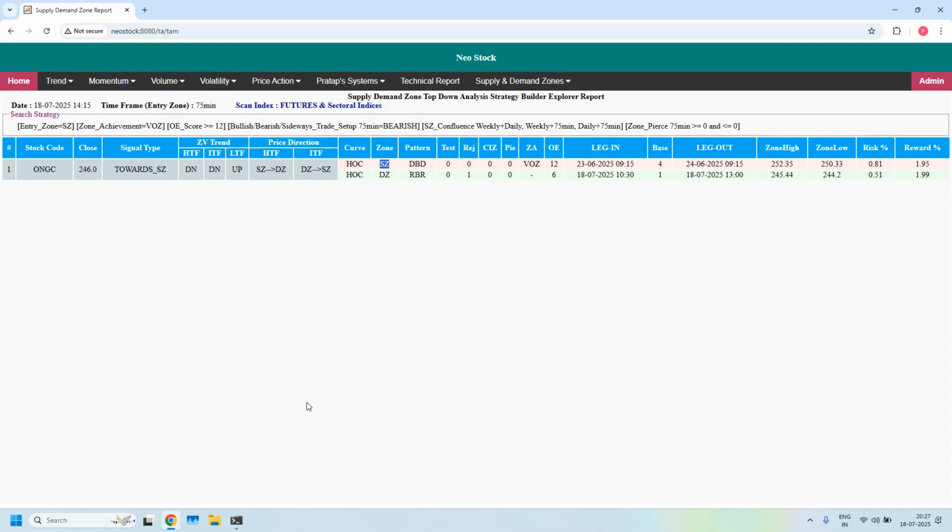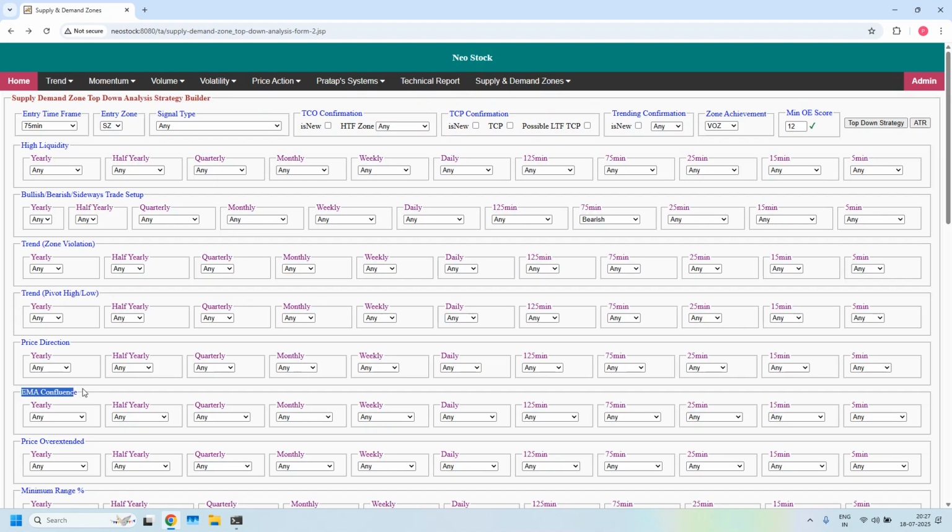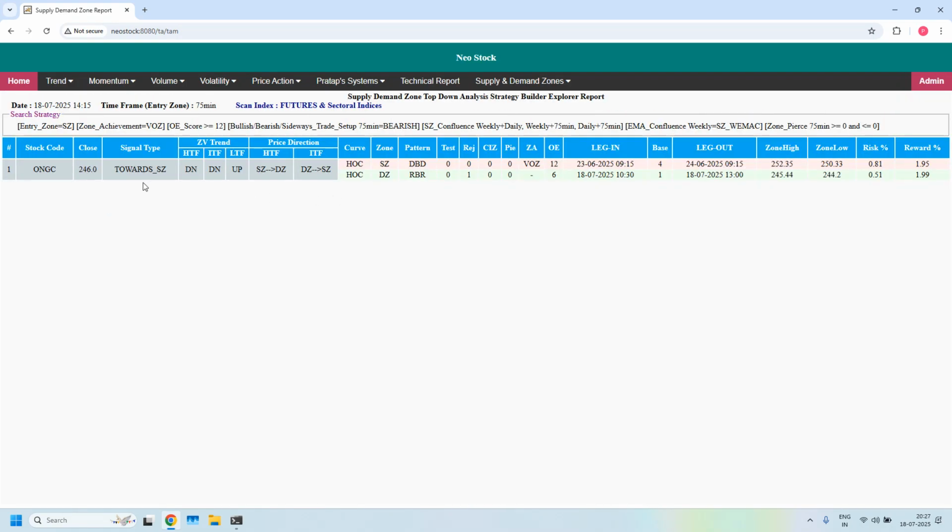This 75 minute supply zone overlapped with the daily supply zone. Both together again overlapped with weekly supply zone. And weekly trend is a downtrend. Let's verify whether this weekly supply zone has weekly EMA confluence. Weekly supply zone with weekly EMA. So it is filtered. That means this overlapped 75 minute supply zone inside weekly is having more high probability to get success.